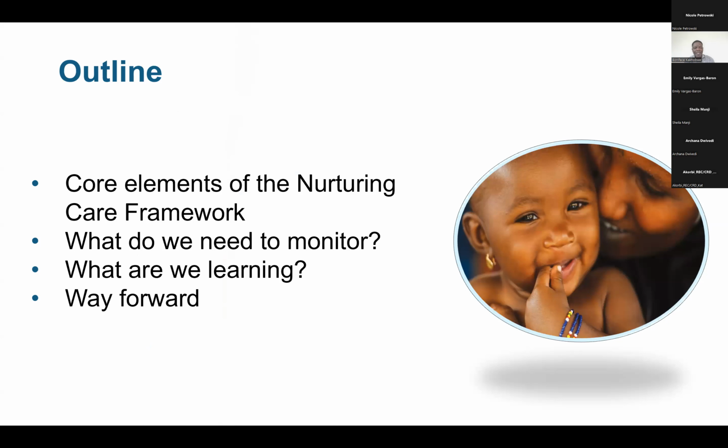So in the next few minutes, we are going to focus on these 4 areas: core elements of the nurturing care framework. We know some of you are already aware of the framework, but we'll touch on it a little bit, and also focus on what we need to monitor. As you are aware, we are focusing on monitoring and evaluation in this conversation. And again, what are we learning? There are some other things that we are seeing in the field, and we will also spend some time discussing that. And we end with the way forward, to say what's next. So this is the outline of our conversation today.